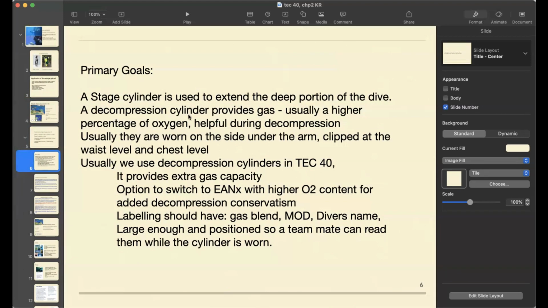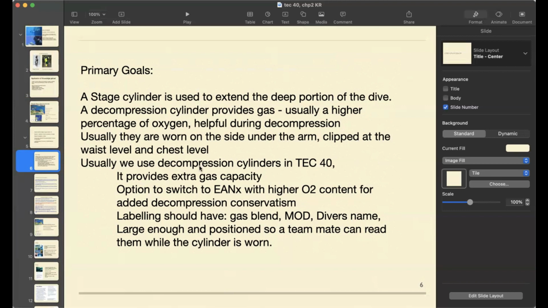Decompression cylinders are providing gas, usually with a higher percentage of oxygen, helpful during the decompression. When you're coming up to the level where you're going to go for decompression, that's the time when you're going to use the decompression cylinders. Usually they are one on each side, under the arm, clipped at the waist level and chest level.